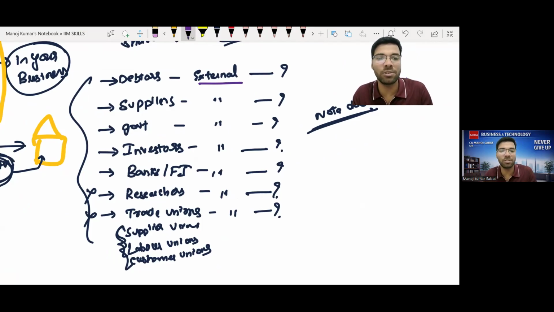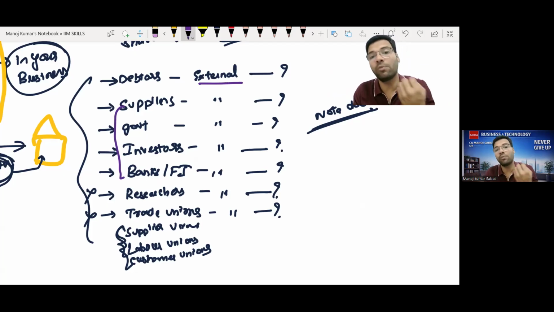Banks and financial institutions are the same as suppliers. They also think: if we give loans, are they repayable by the business or not? Researchers, yes, they are also interested in the company's information, because based on this they draft reports and prepare analyses. Trade unions means supply unions, labor unions, customer unions. All these unions come into the picture, so trade unions will also influence the business.